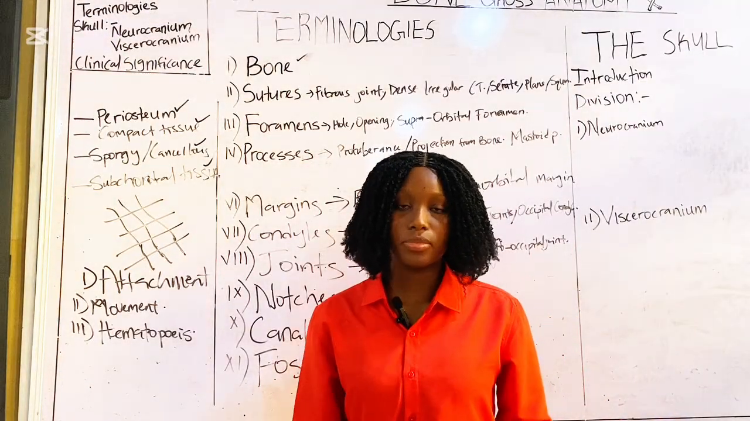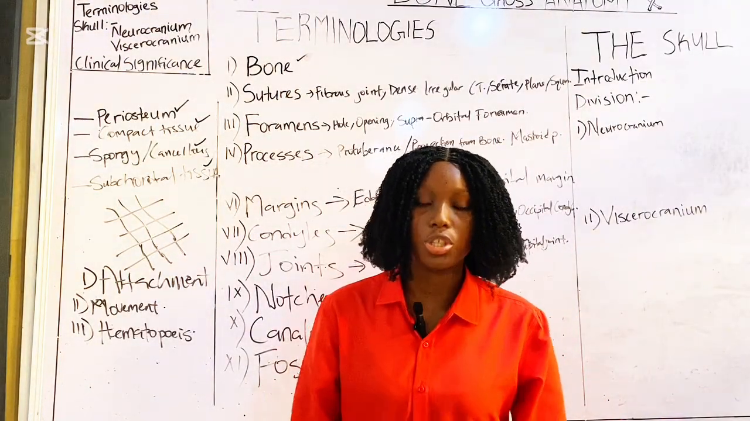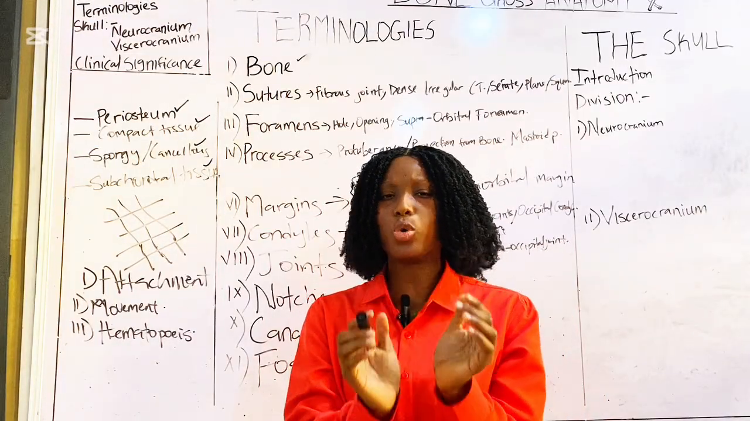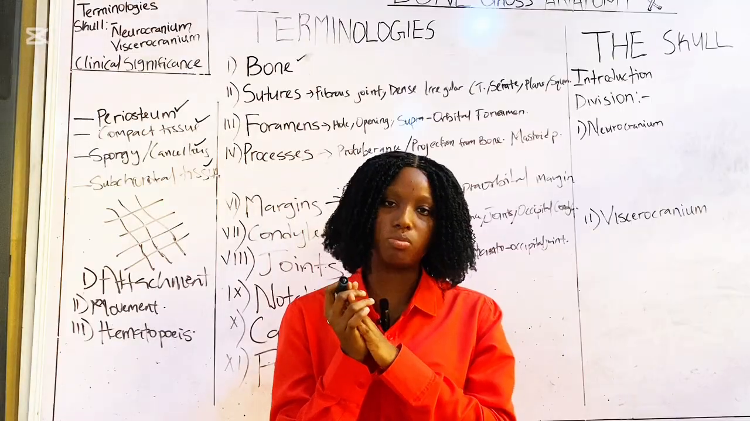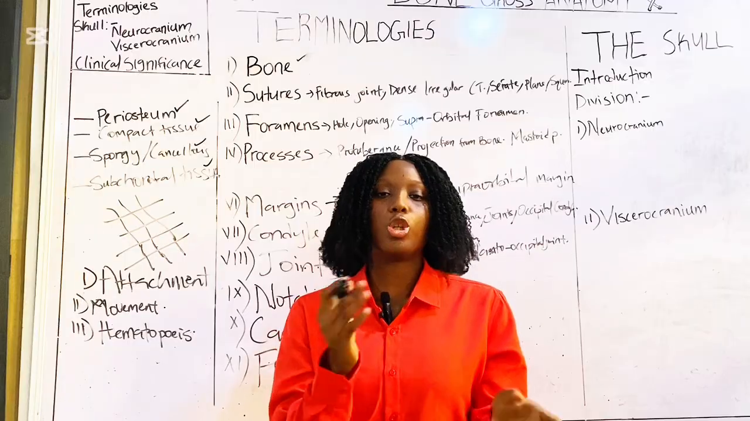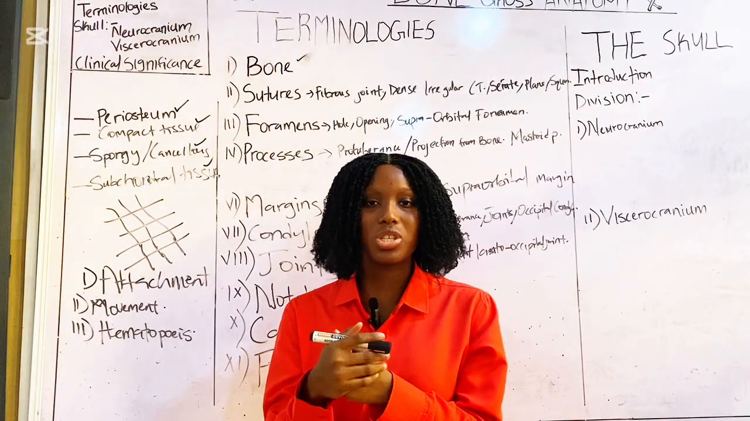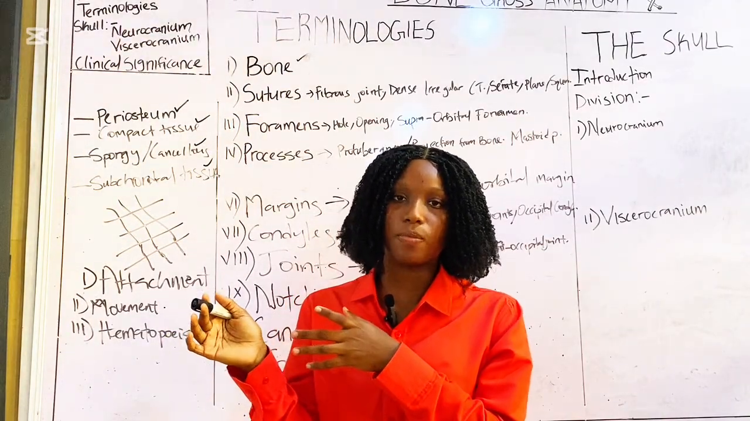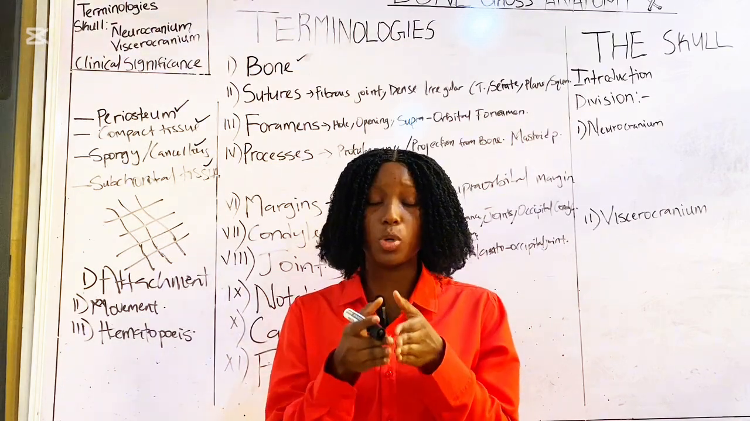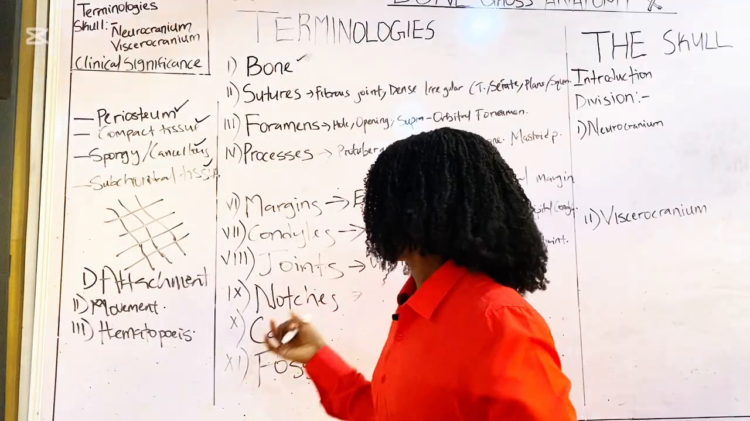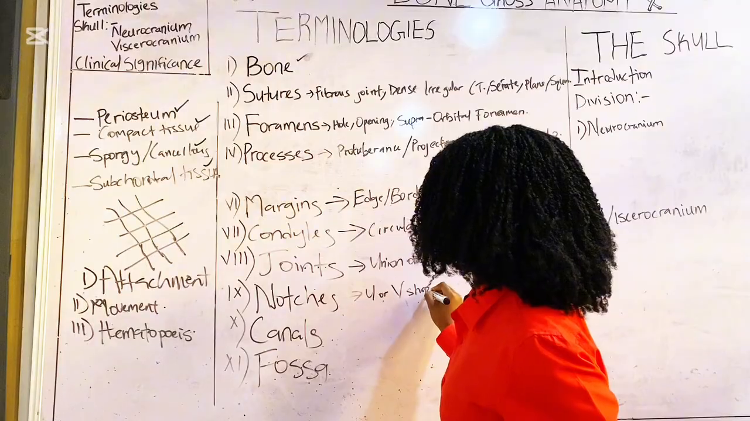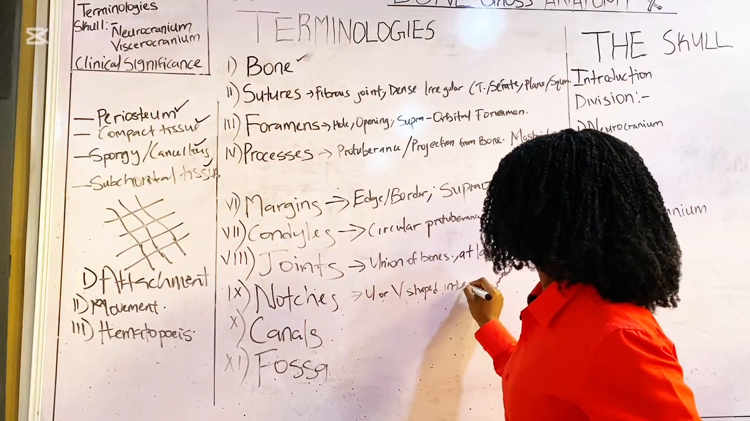So a notch is the next thing. A notch is an indentation on a bone. It's a short or a very small U or V-shaped indentation on a bone. It looked like a part of the bone has been chipped out. Notches and foramens are used interchangeably most times, but I just wanted to separate this in case. A notch is a U-shaped or V-shaped indentation on bone.